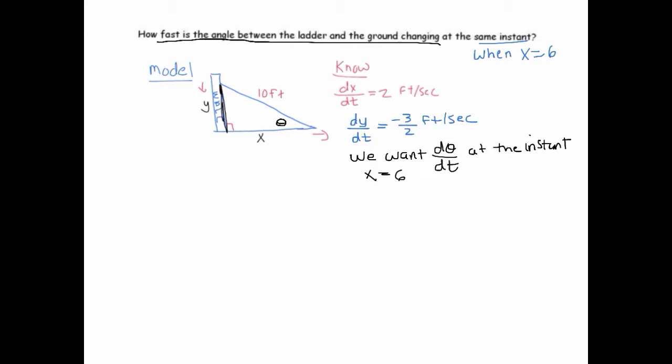All right. So we've done the modeling. Now we need to write an equation. Here you want to make sure you write an equation that's going to relate the quantity that we're interested in. So we're interested in d theta dt. So we need an equation that has theta in it. And so you've got a few options here.